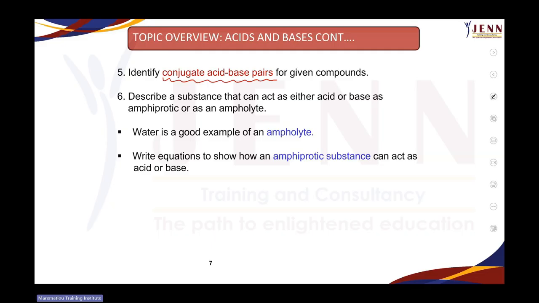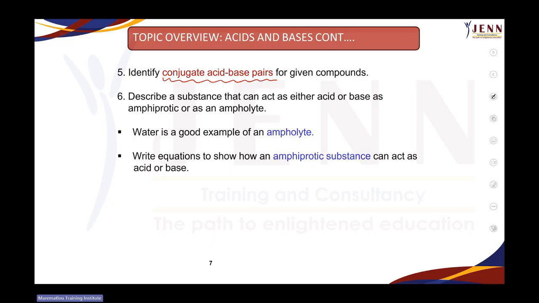Here they want us to know how to identify conjugate acid-base pairs. This is just 3 marks. You don't even have to scratch your head. This is just a direct free.